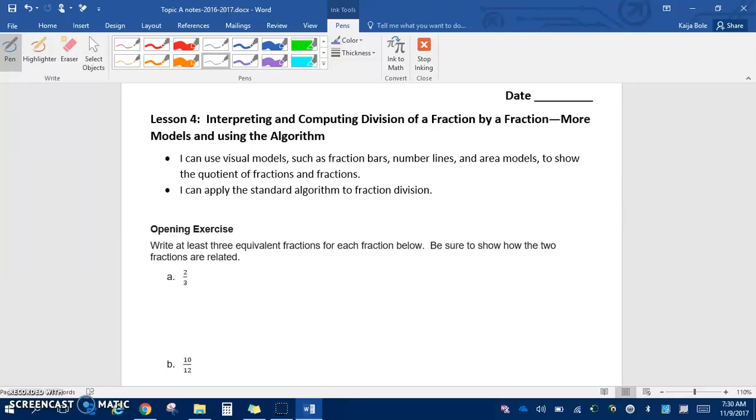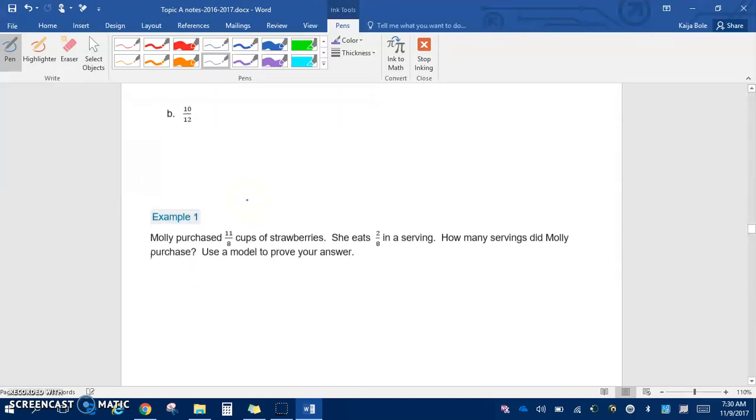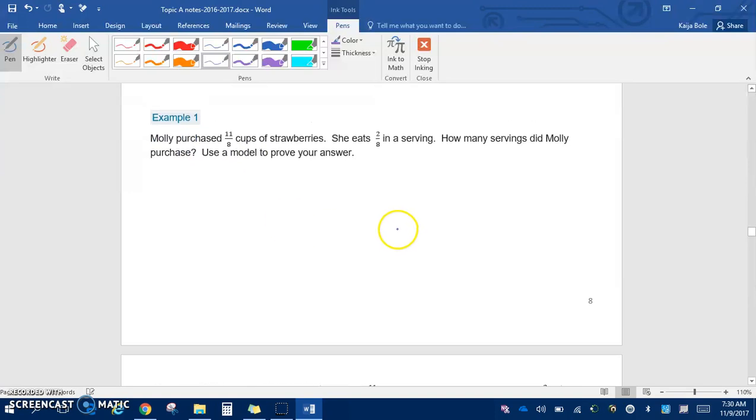Alright, so here we are on lesson 4, and we're going to combine this with lesson 7, but we are going to start on page 8 of your note packet. So we're going to start off with some visual models, and then we're going to move into that standard algorithm that I know you've all been waiting for. So we're going to skip down to the bottom of page 8, and we're going to start with example 1.